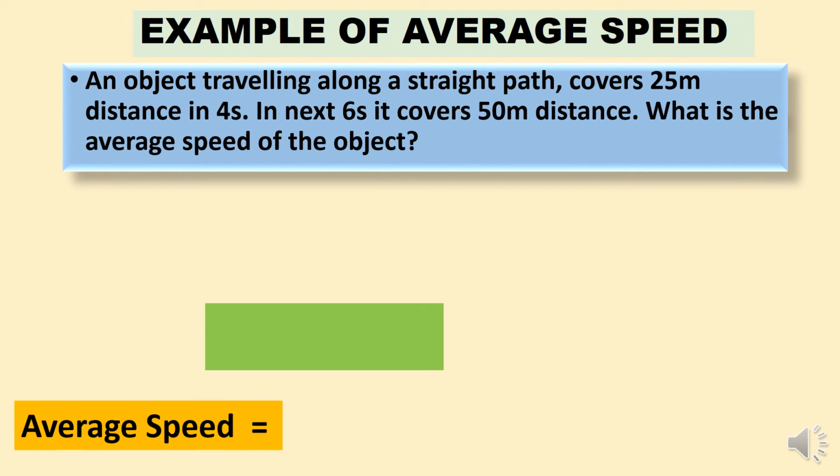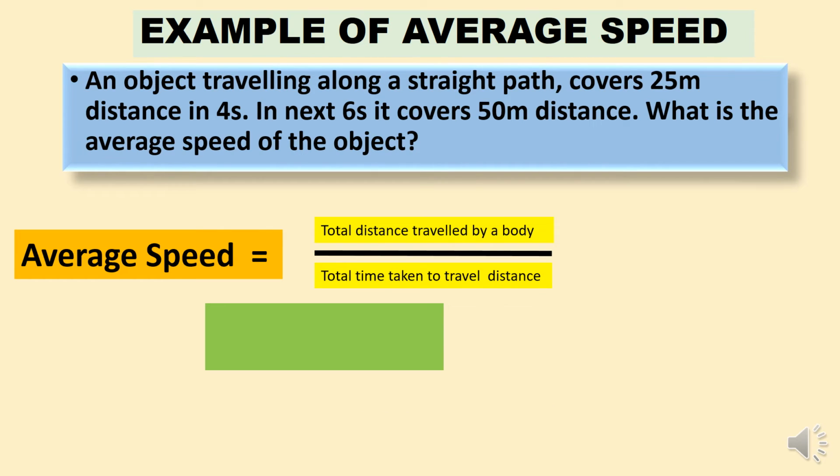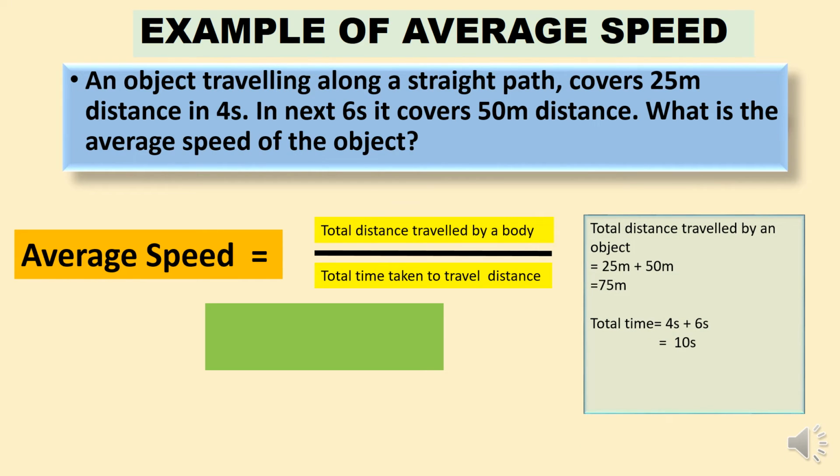Average speed. First of all, we should know what is the formula of average speed: total distance traveled by a body divided by the total time taken. Fine. So let's calculate. Total distance traveled by an object was 25 meter in the first case, and then 50 meter in the second case. In total it becomes 75 meter. The total time was 4 seconds in the first case and 6 seconds in the second case. So the total time period is 10 seconds. Now you have all the values, just put them in the formula.